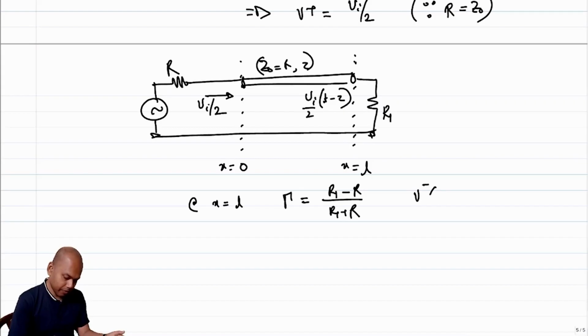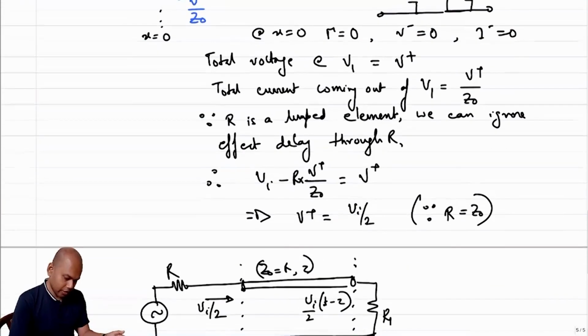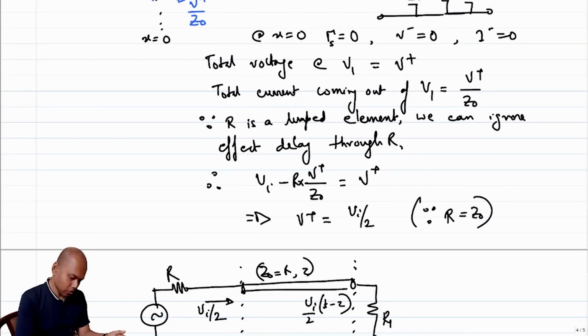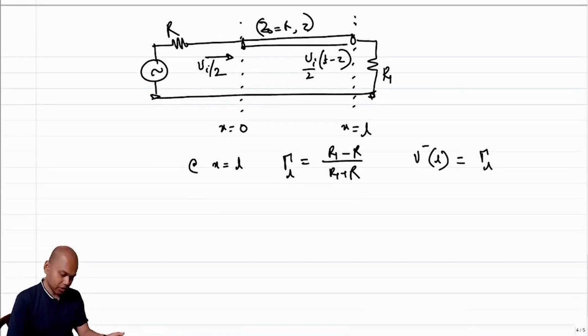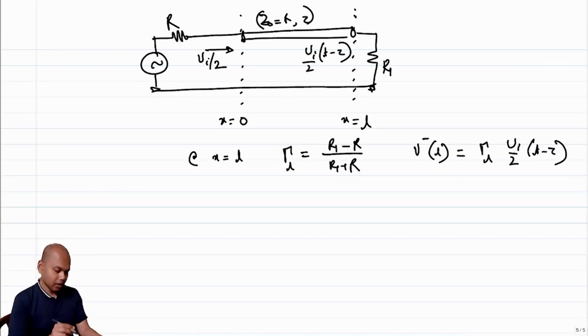I will call it V minus at L, which should be equal to gamma. I should also write gamma at L. Ideally, the convention is to write gamma to be at the source, and gamma to be at the load side as gamma L. So this is V minus equals gamma L times Vi over 2 (t minus tau), correct?